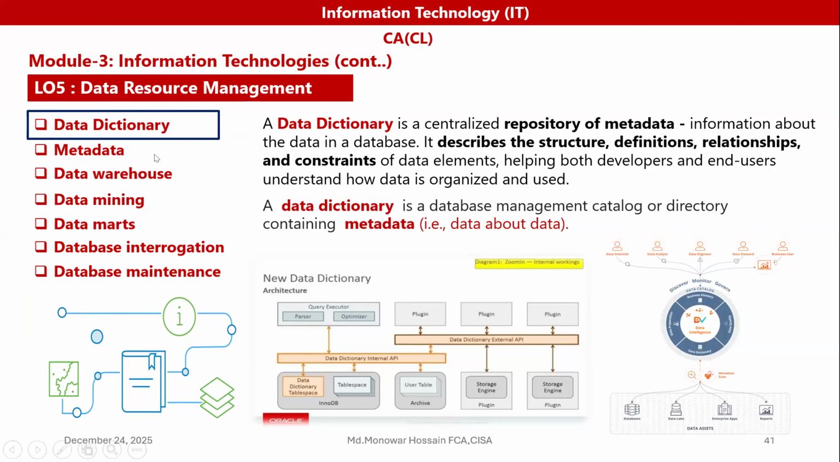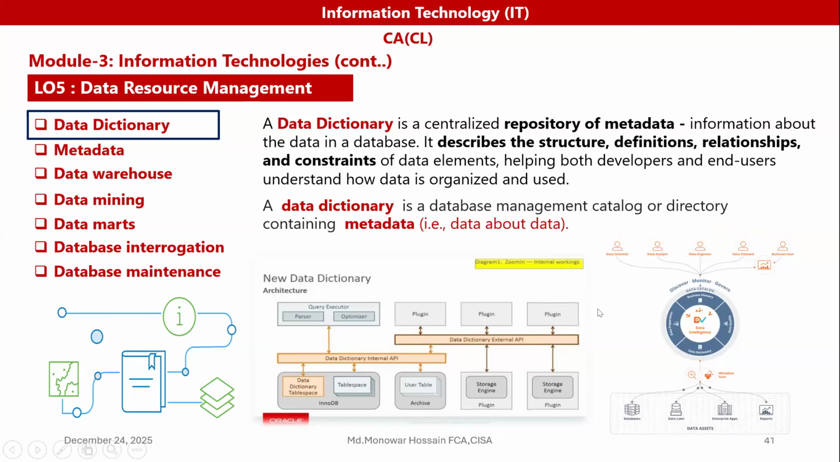And what is a data dictionary? Look here, a data dictionary is a centralized repository of metadata, information about the data in a database. And we know a data dictionary is a database management catalog. A dictionary contains metadata, and we also know that metadata means data about data. It describes the structure of data, definition of data, relationships of data, and content of data elements that help both developers and end users understand how data is organized and used.